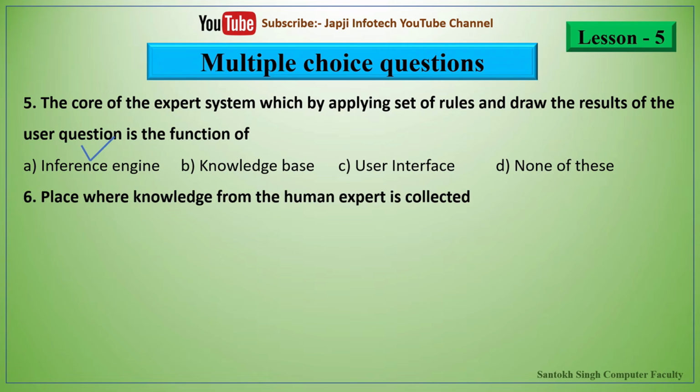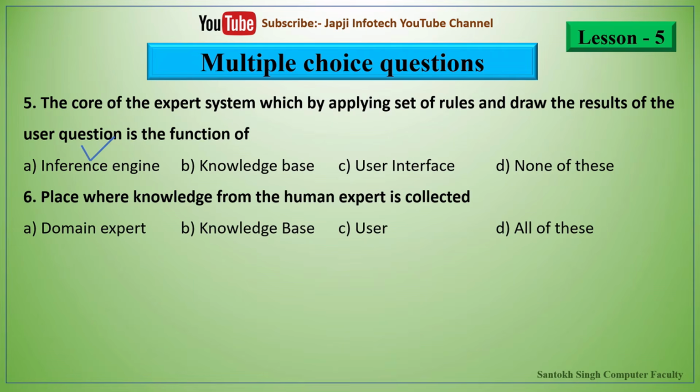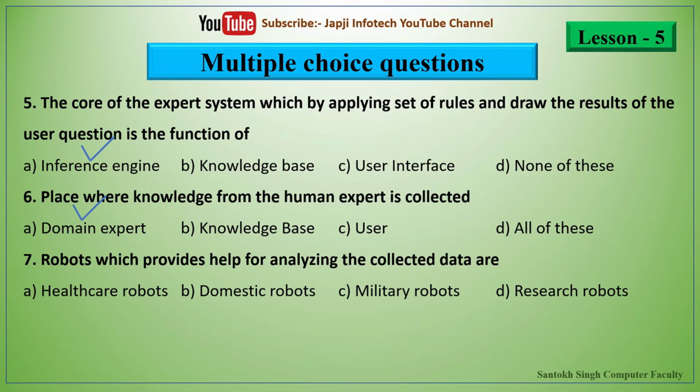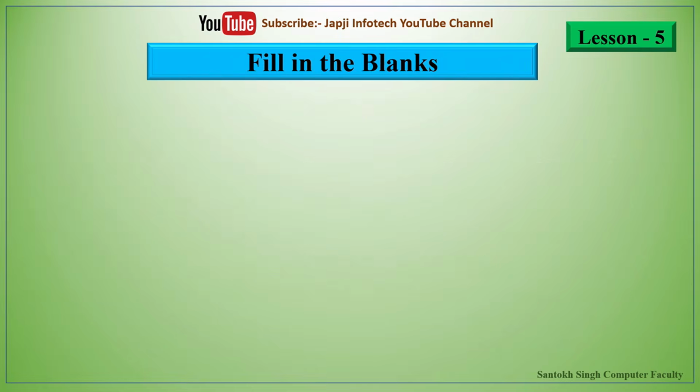And the sixth one is: the place where knowledge from the human expert is collected. And the options are domain expert, knowledge base, user, or all of these. And the right answer is: the place where knowledge from the human expert is collected is called the domain expert. And the seventh one is: robots which provide help for analyzing the collected data are. And the options are healthcare robot, domestic robot, military robot, or research robot. And the right answer is: the robots which provide help for analyzing the collected data are called research robots.